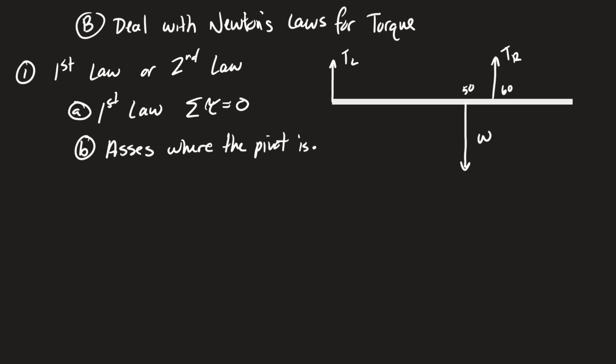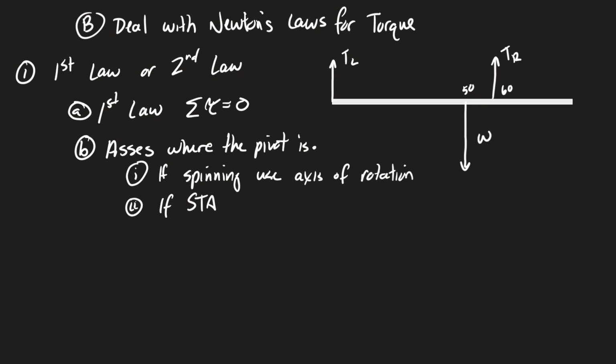If it's spinning, you have to use the axis of rotation. I'm not going to write all that. I guess I am, and I'm only doing it because some of you just won't. So if it's spinning, you have to use the axis of rotation, the one provided. If it's not, I'm going to use this word specifically: if static, you can choose the pivot point.